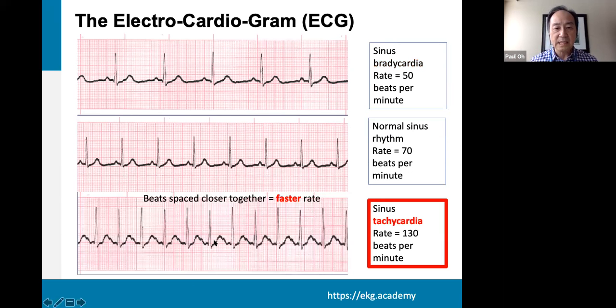And here is an example as another contrast where you can appreciate that these beats are much closer together. So they're going to be firing off at a rate like this, about 130 per minute. This is a much faster rate. And in Latin terms, this would be called tachy, meaning fast cardia. So PQRST, PQRST, PQRST, PQRST. So same rhythm, but just much closer together. This is called sinus tachycardia.